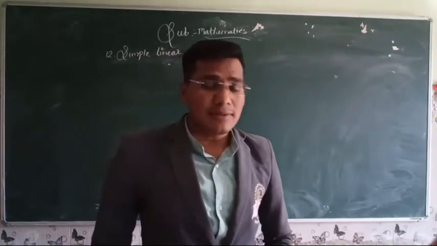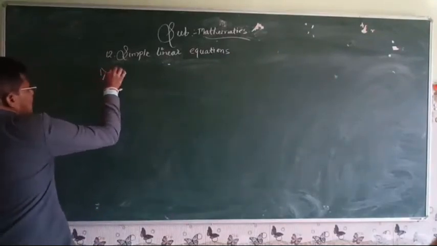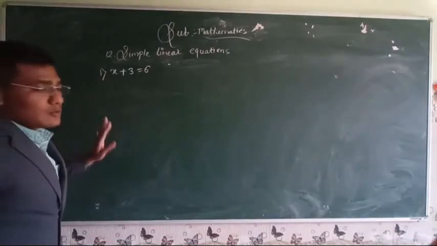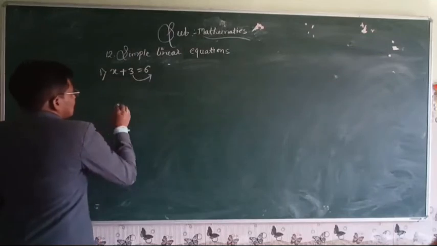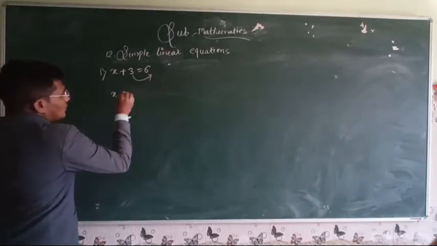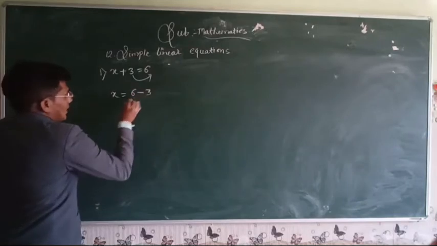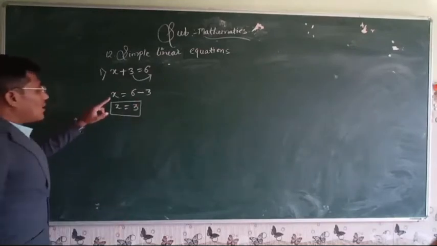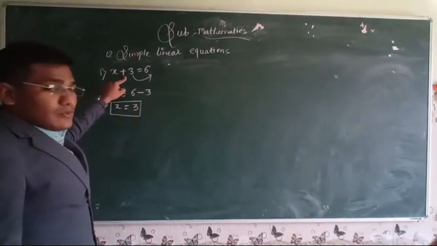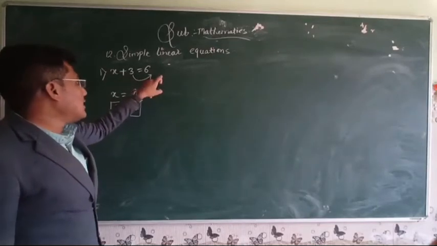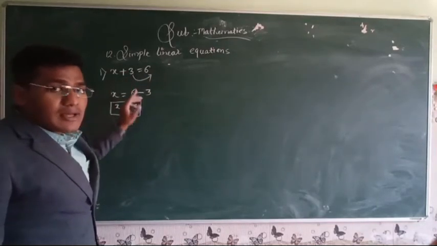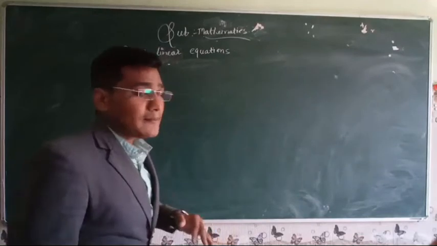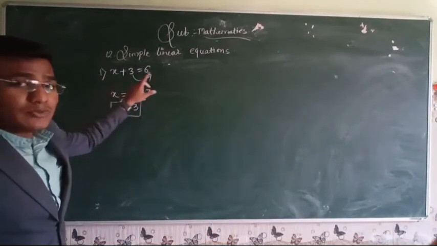Let us see the first example: x plus 3 is equal to 6. We have to find the value of x only. This 3 will go to the RHS, and the positive 3 becomes negative, so it is 6 minus 3, and we get x equals 3. This is our first rule: whenever a positive value is transferred from LHS to RHS or from RHS to LHS, the sign changes from positive to negative.